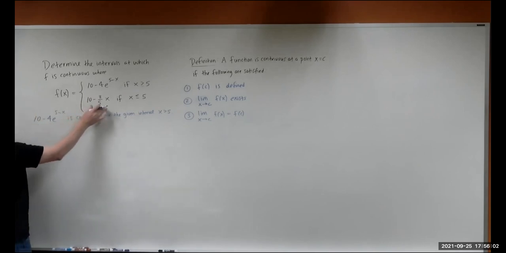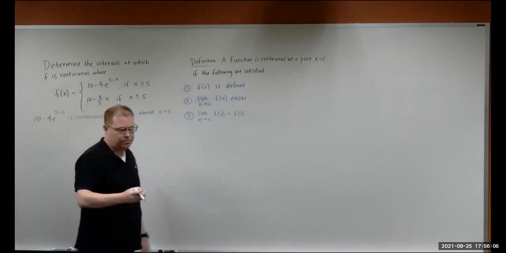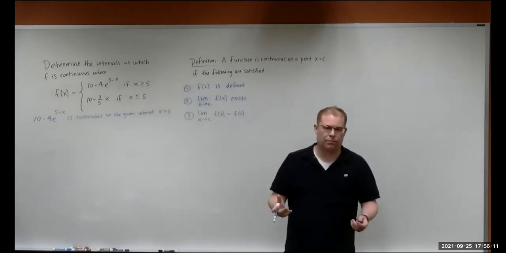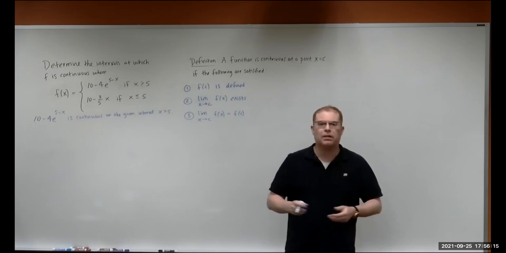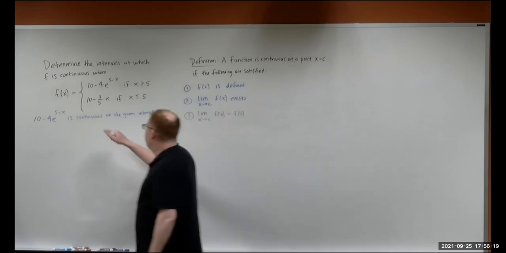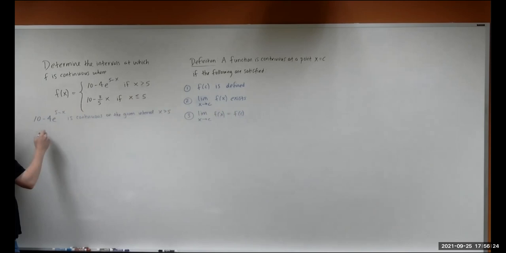Now let's look at the second part. Well, this is linear, and linear functions are basically polynomials. They're part of the classification of what's called polynomial functions. Polynomials are always continuous everywhere. So therefore, this is definitely going to be continuous for this restriction.